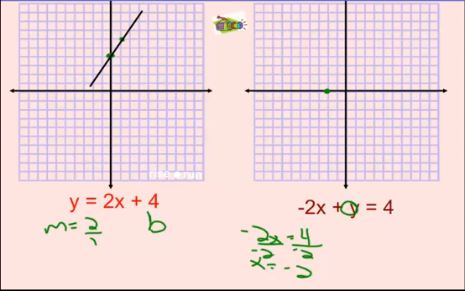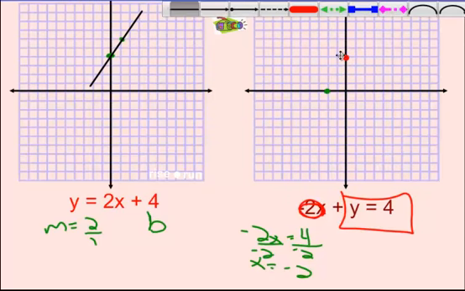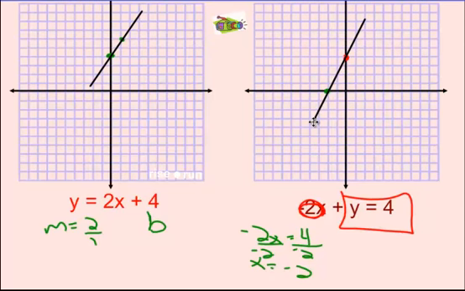Now we'll start all over again. If I want the y-intercept, I'm making x 0. So if x is 0, 0 times negative 2 is 0. 0 plus y is y, and y equals 4. So y equals 4 is the other one: 1, 2, 3, 4. Would you believe you get exactly the same thing?